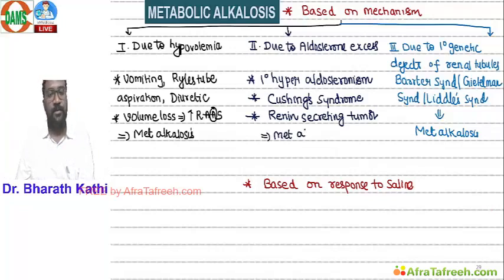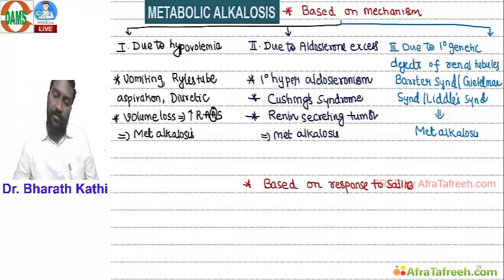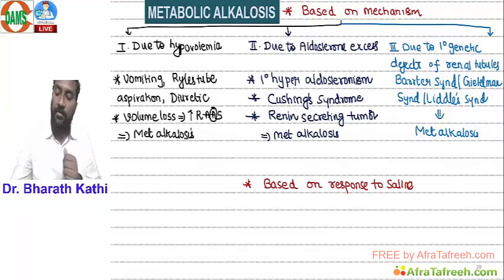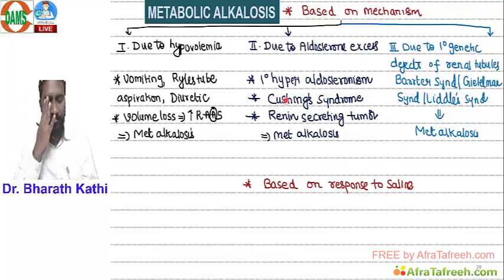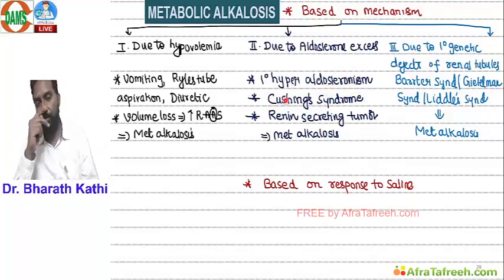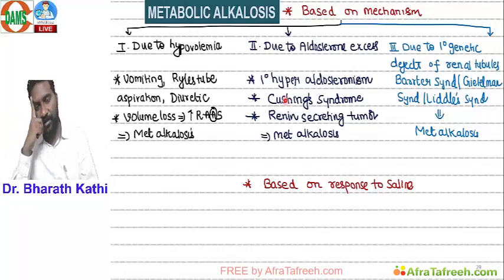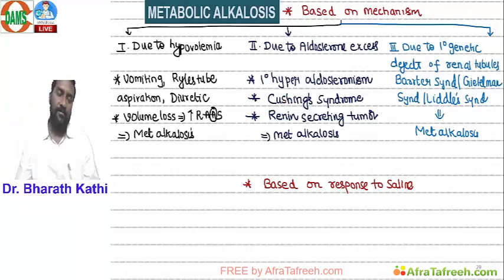You know the mechanism behind primary hyperaldosteronism. Excess aldosterone means metabolic alkalosis. Cushing's syndrome is not mineralocorticoid excess. It is glucocorticoid excess. These glucocorticoids will have some amount of mineralocorticoid activity resulting in metabolic alkalosis. Renin secreting tumor, if renin increases, aldosterone also increases. Ultimately, there will be metabolic alkalosis. And the differentiating feature here is this will be associated with hypertension.